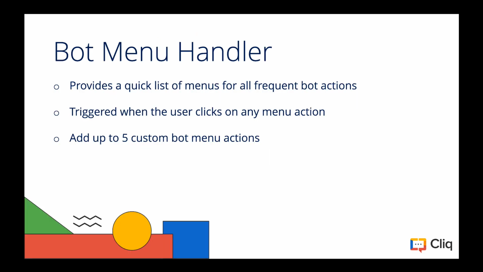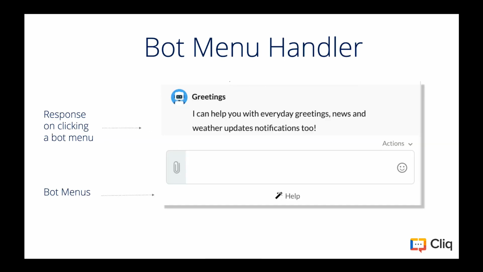Moving on to the last and final bot handler, the bot's menu handler. This handler is a quick menu list of all the actions that the user might do frequently in a bot. Apart from the default actions that are present in any chat, the bot menu handler can have up to 5 custom actions. These actions, when configured, will be displayed below the message composer in Cliq. You can name each action according to its purpose and configure it directly.